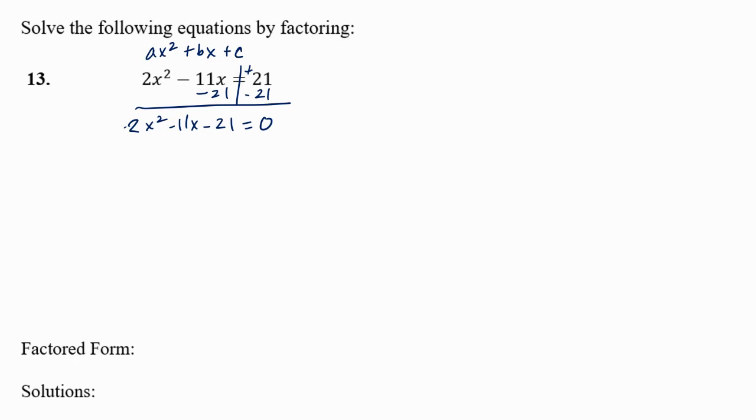2x squared and 11x both have an x, but 21 doesn't. 2 can be divided by 2, but 11x and 21 cannot. So there's nothing that all three terms share. So then we can go ahead and create our little table, A, C, B. A is 2, C is negative 21. You multiply those together, and you should get a negative 42.